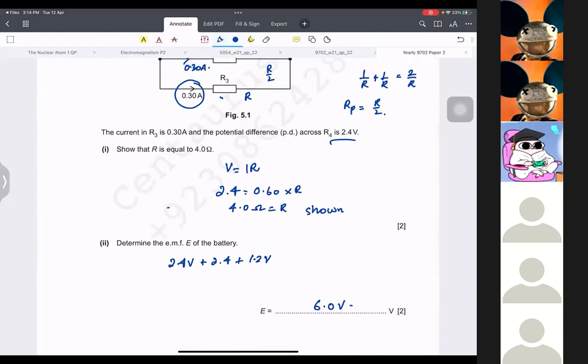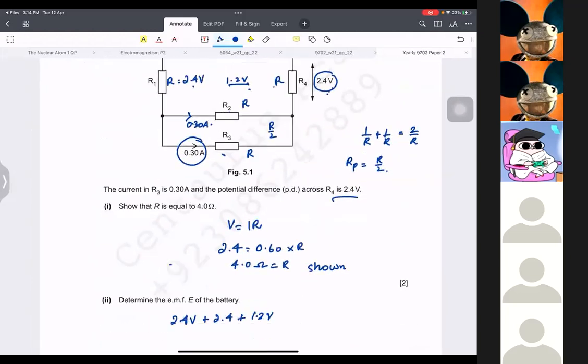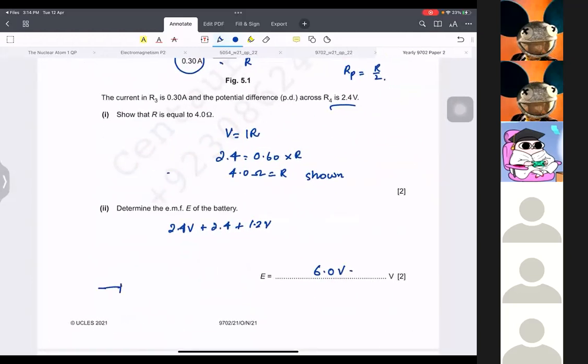Why don't you add 1.2 twice? Because in parallel, the voltage is the same. Yeah, it is the same, but why don't you add it twice? Because in parallel, voltage is the same.